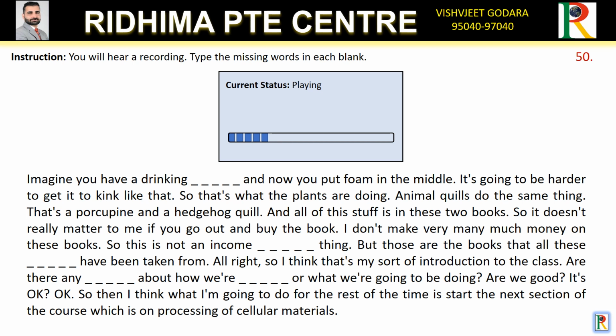All of this stuff is in these 2 books. So it doesn't really matter to me if you go out and buy the book. I don't make much money on these books, so this is not an income-producing thing. But those are the books that all these pictures have been taken from.